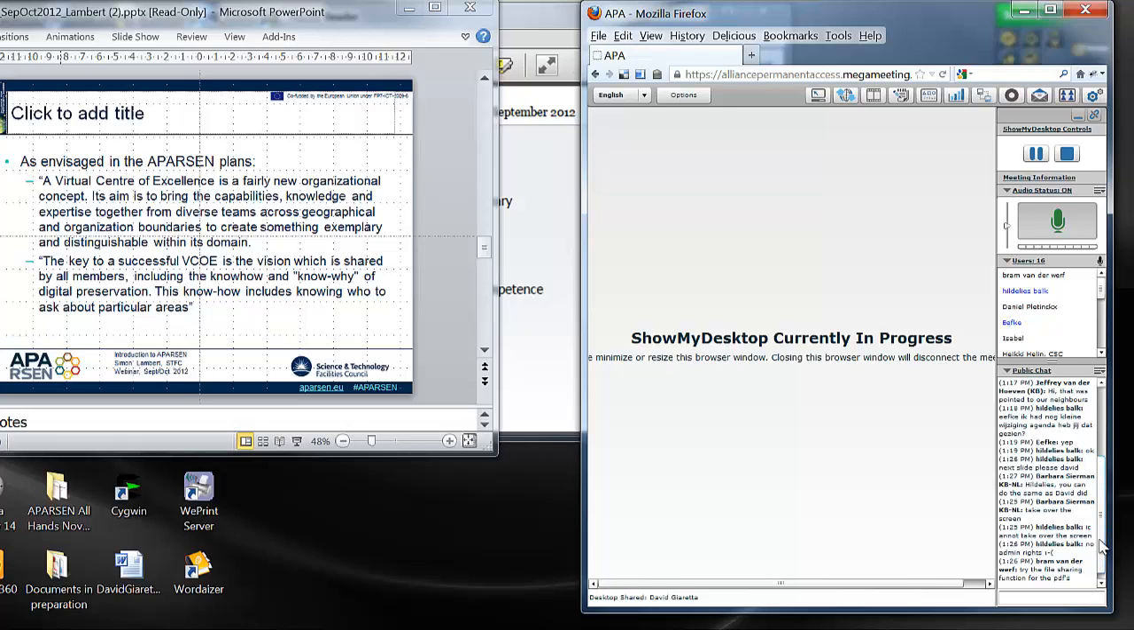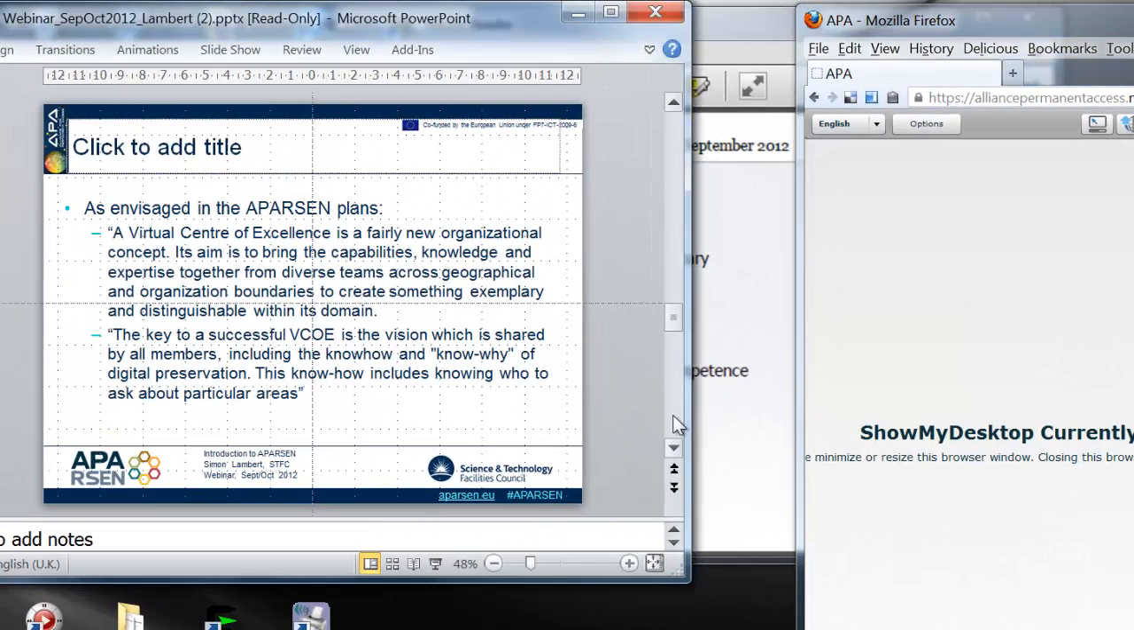The reason why we're paying so much attention to the VCoE as a concept is it's fairly new to work like this. But what it really tries to do is to ensure that teams from different countries and from different kinds of organizations can work together better and can raise our joint level of expertise in this domain. And the key to a successful VCoE, as this slide says, is the vision which is shared by all members, including the know-how and the know-why of digital preservation. And the know-how also depends a lot on knowing who to ask if you have a problem somewhere. So that could be, in essence, what the VCoE tries to do.